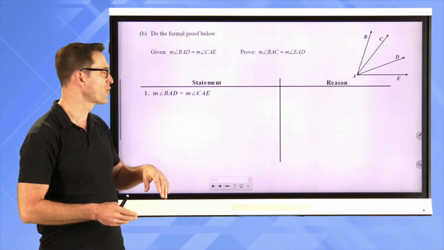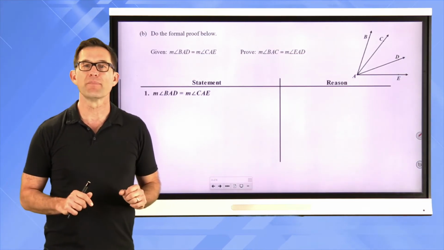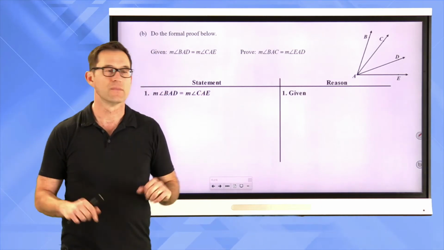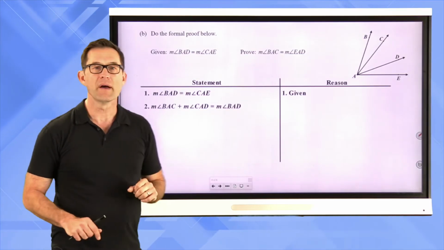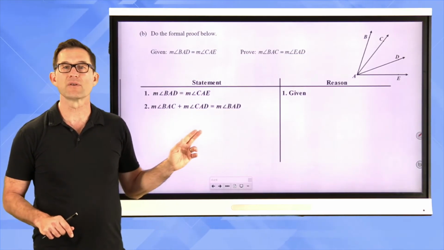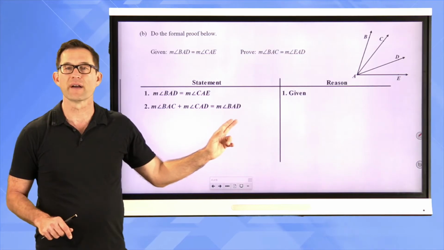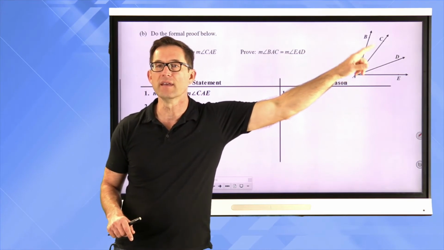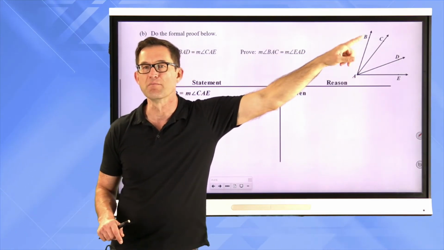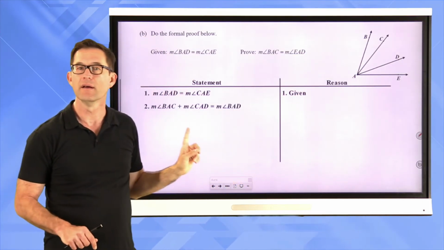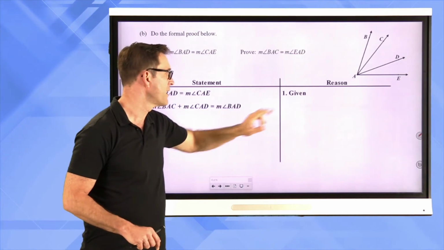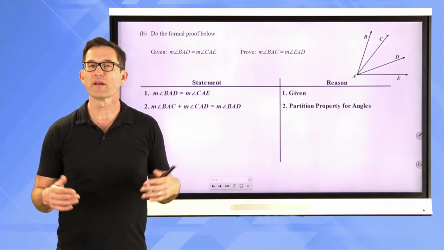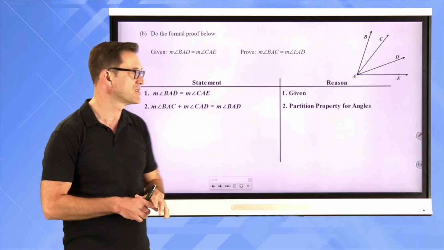So first things first, our given. The measure of angle BAD is equal to the measure of angle CAE, given. Now the measure of angle BAC plus the measure of angle CAD is equal to the measure of angle BAD. All I'm doing is taking my first angle, BAD, and breaking it down into its component angles, BAC and CAD. That is the partition property for angles. Again, if you said the partition property or just partition, that's probably just fine.